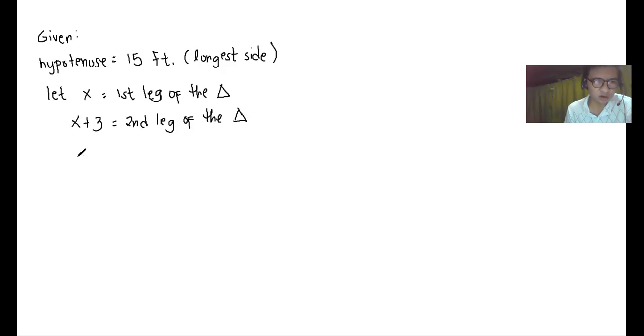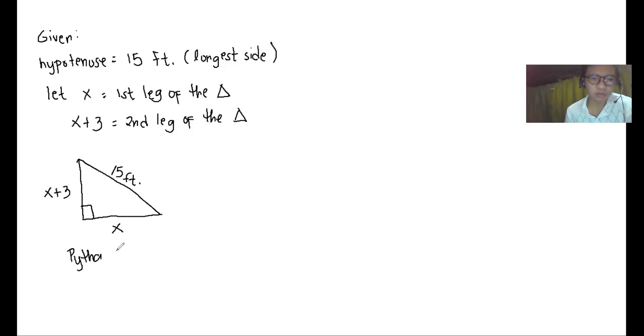When we draw, it looks like this. This is our right angle, and opposite to it is the hypotenuse. So this is our 15 feet. Let us assume that this is our x and this is our x plus 3. We need to use the Pythagorean theorem to solve this problem.